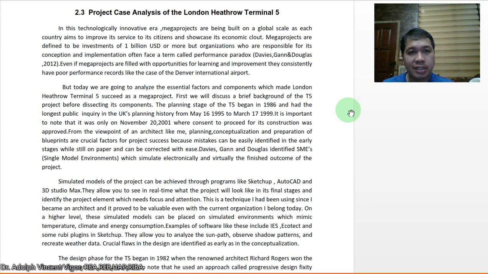In this technologically innovative era, mega projects are being built on a global scale as each country aims to improve its service to its citizens and showcase its economic clout. Mega projects are defined to be investments of 1 billion US dollars or more, but organizations who are responsible for its conception and implementation often face a term called performance paradox. Even if mega projects are filled with opportunities for learning and improvement, they consistently have poor performance records, like the case of the Denver International Airport.